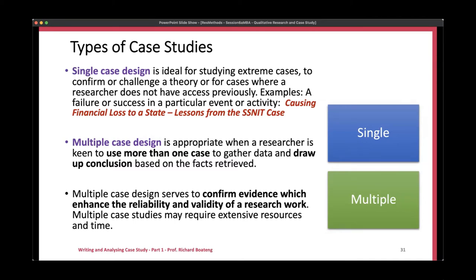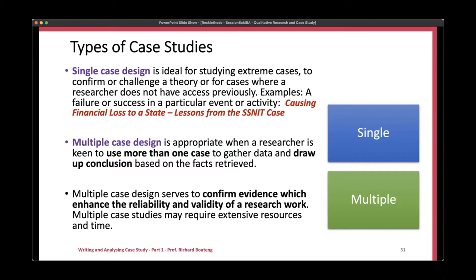So in this example here, "Causing financial loss to the state: lessons from the SNIT case." It's going to be about SNIT, a social enterprise institution, and we try to understand why their actions or inactions led to the loss of value for the citizen and for the state.